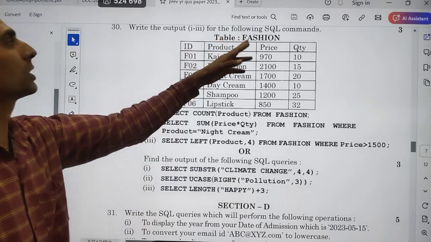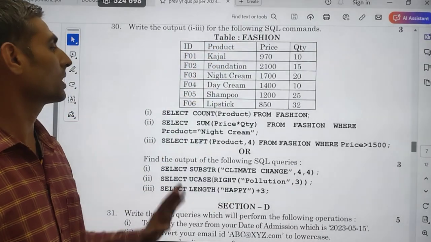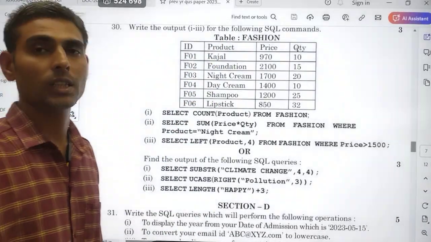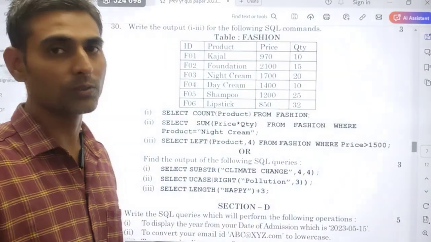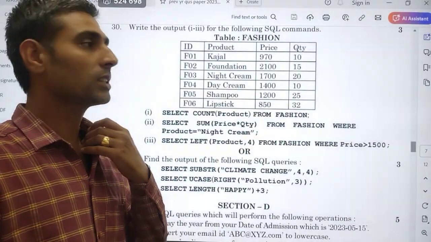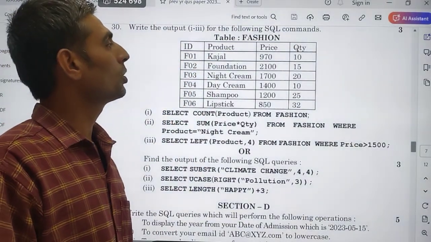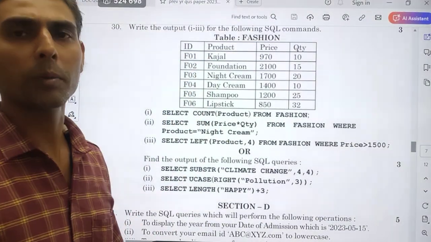Write the output for the following SQL command. These are the very basic questions asked in the DBMS portion of Informatics Practices. So we should know all the answers to these questions. These are very simple questions.